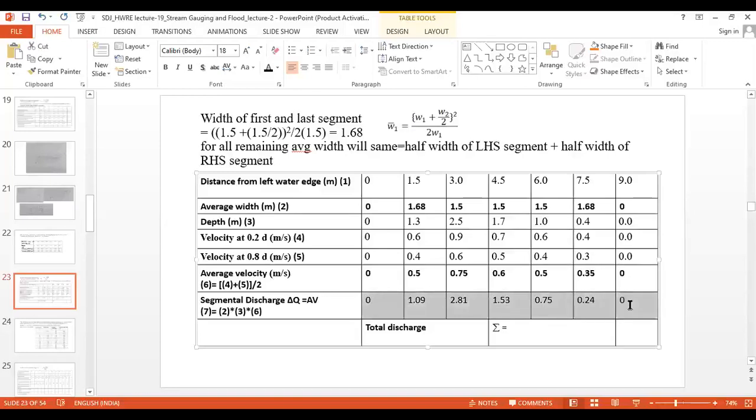Now total discharge will be the summation of them. So just to do the summation, it is 0.24 plus 0.75 plus 1.53 plus 2.81 plus 1.09, and that's equal to 6.42 meter cube per second. Just check the answer. Is the summation correct or did we go wrong somewhere? Please do check it.